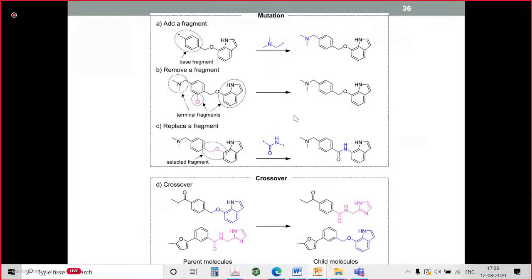So this is one of the examples you can see. You have a base fragment. So the base fragment is being replaced with another fragment. One of the fragments is identified and removed, and there are other terminal possibilities. So this is one possibility, and another possibility. That leads to a newer design scaffold.